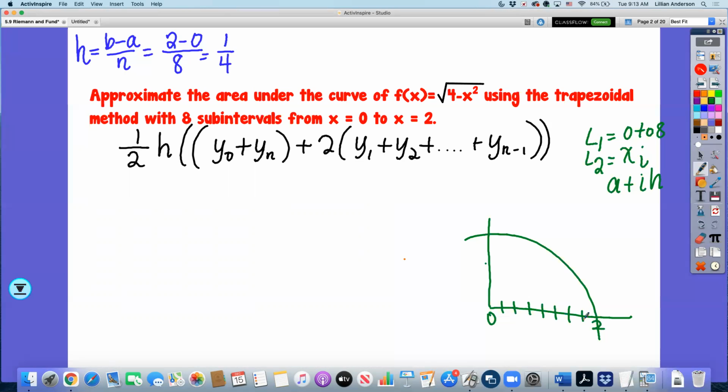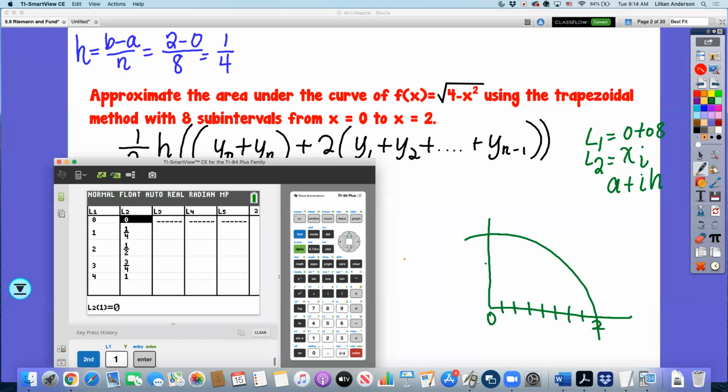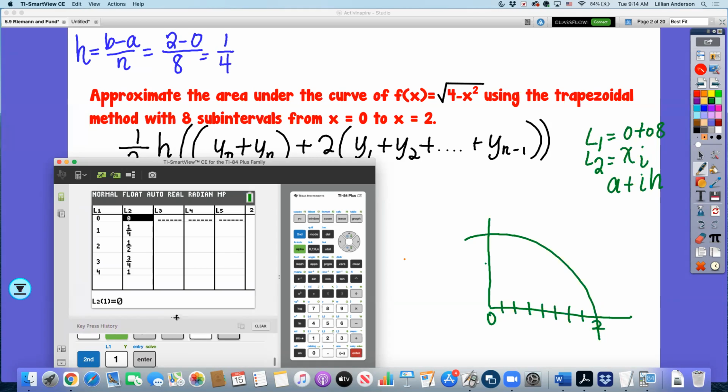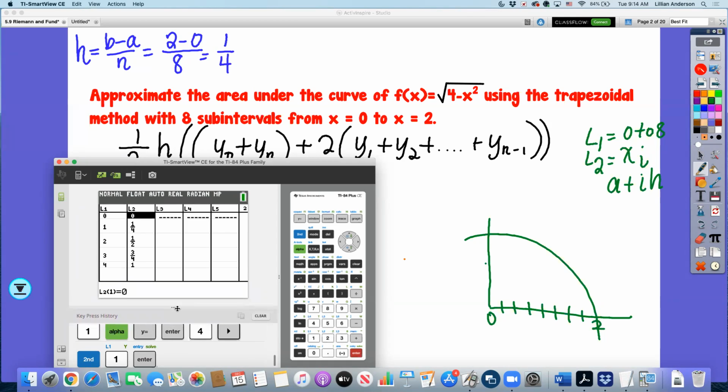Miss Anderson, is this supposed to be automatic like that? If you highlight L2 and then actually type in the function into L2, it will automatically populate that way. Then you won't have to plug in or do any additional math.